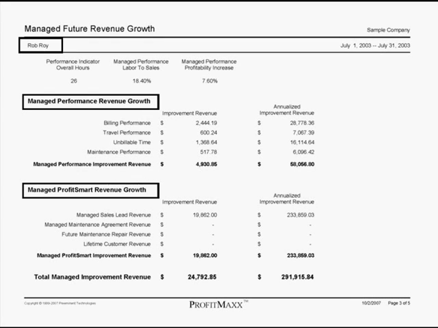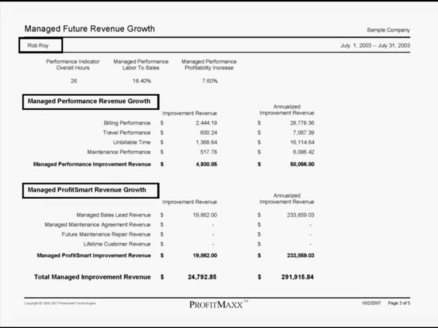Next, in the ProfitSmart revenue growth section, for Rob Roy, again, the managed sales lead revenue is $19,862. Over the course of a year, that totals out to $233,859. Rob met or exceeded our expectations for the managed maintenance agreement revenue, so there's no improvements there, either monthly or annually. The same thing on the future maintenance repair revenue. He exceeded our expectations, so no improvements there. And for lifetime customer support revenue, again, he exceeded our expectations, so no improvements there.